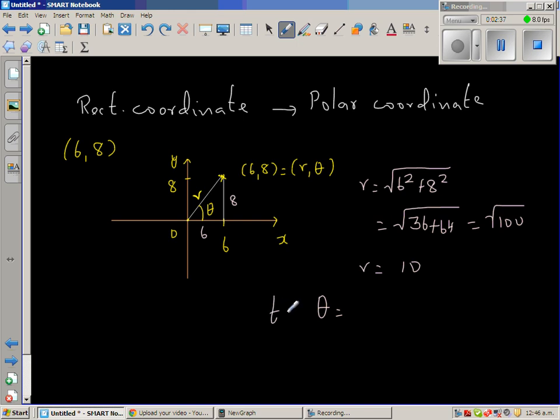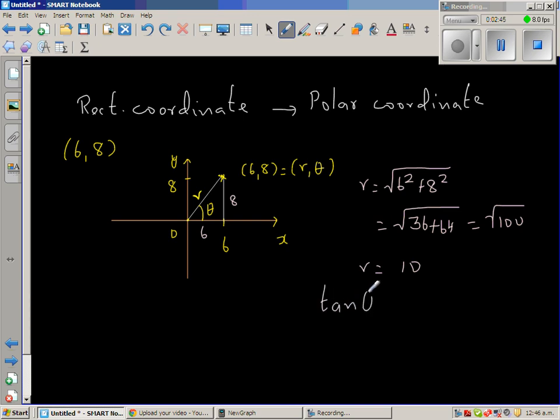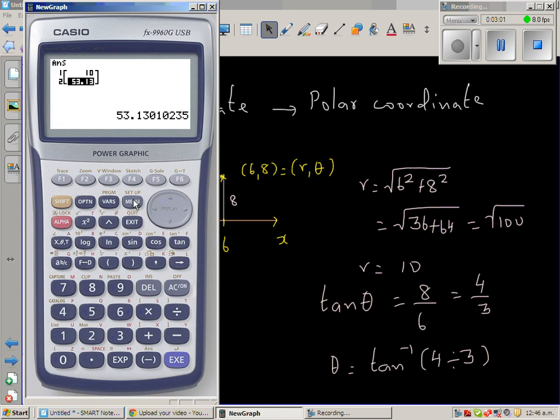Let me do one step. So tan theta, using SOH CAH TOA, tan is TOA, opposite over adjacent, which is 8 over 6, which is nothing but 4 over 3. So theta is tan inverse of 4 divided by 3. So we'll need a calculator. I had already worked this out. So you go shift tan bracket 4 divided by 3, which is 53.1 degrees.